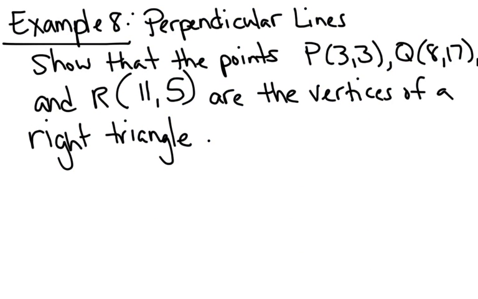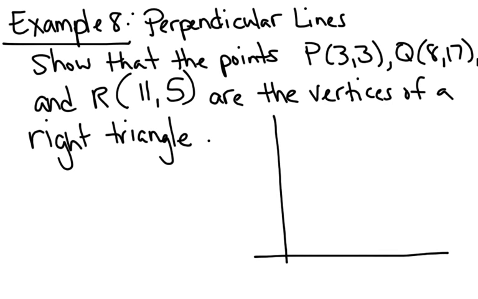So in example 8, let's show that the points P at (3, 3), Q at (8, 17), and R at (11, 5) are the vertices of a right triangle. All right, when you're given points in a geometric interpretation, if I were you, I'm not, but if I were, I would draw a picture. I'm actually going to redraw this just a little.